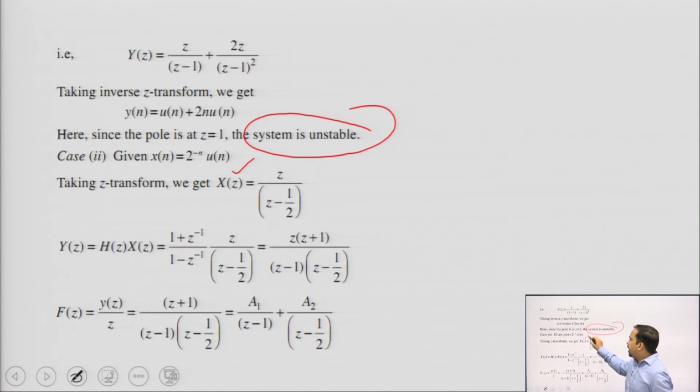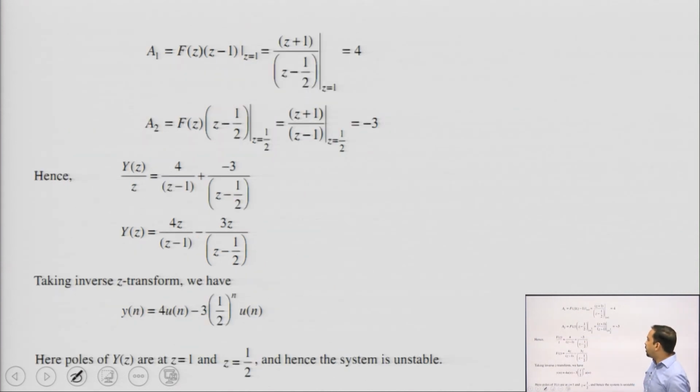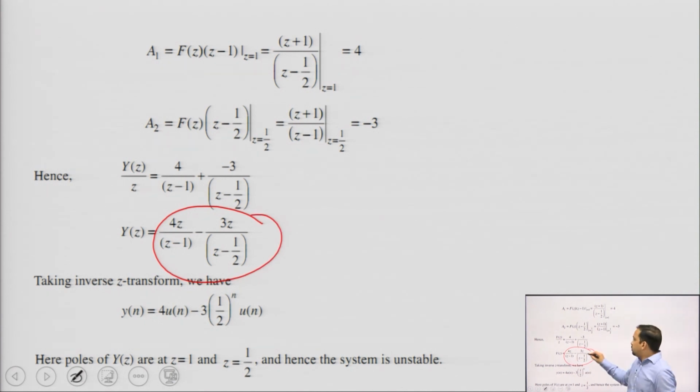And also for the second case, again we will calculate H(z), calculate Y(z), and try to find out the locations of the poles. By seeing this, we can say a pole is lying on z equals 1, which is the unit circle, and one pole is lying inside the unit circle. So, depending upon this, the system is said to be unstable.